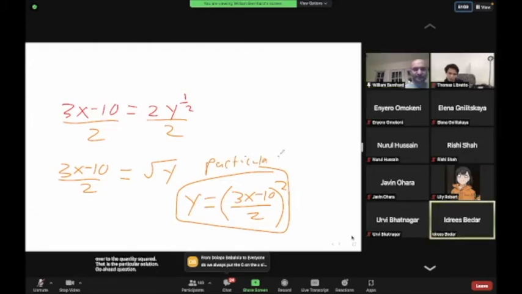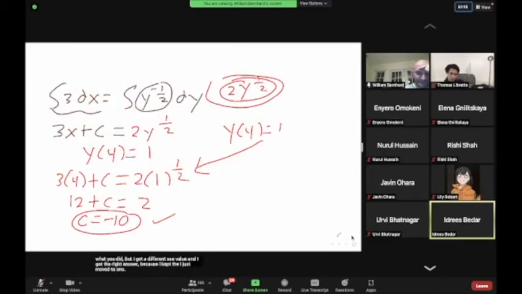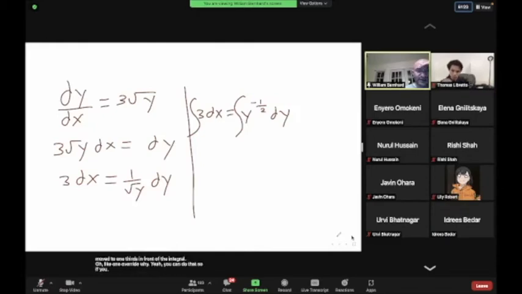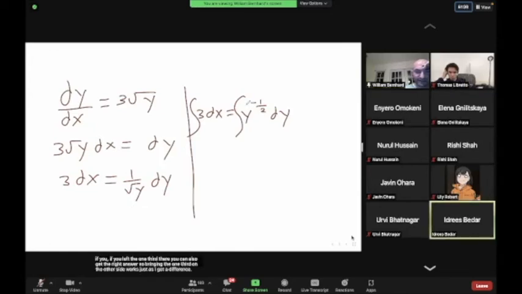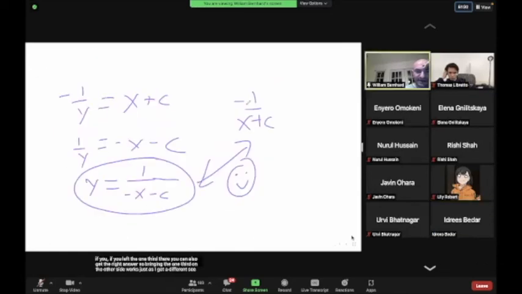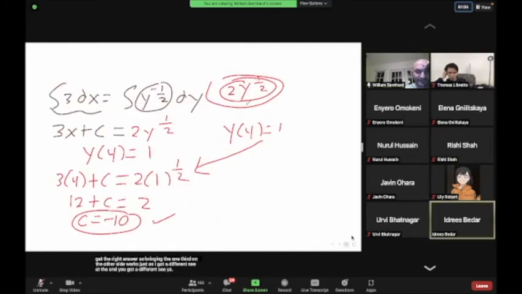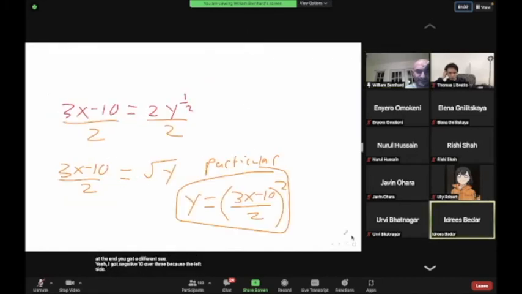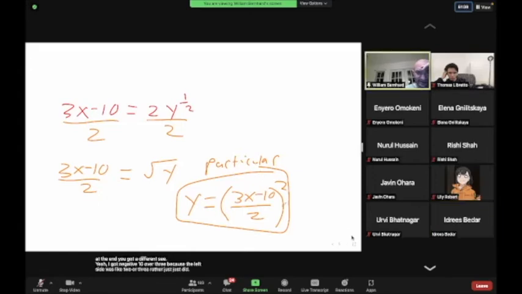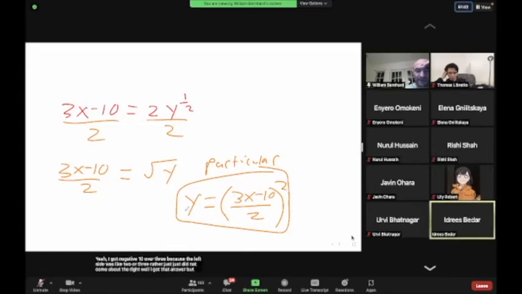Go ahead, question. Professor, I did exactly what you did, but I got a different c value and I got the right answer because I just moved the 1/3 in front of the integral, like 1 over rad y. Yeah, you can do that. If you left the 1/3 there, you could also get the right answer. So bringing the 1/3 to the other side works just as well. But I got a different c. I got negative 10 over 3 because the left side was like 2 over 3 rad y. I got the right answer, but a different c value.